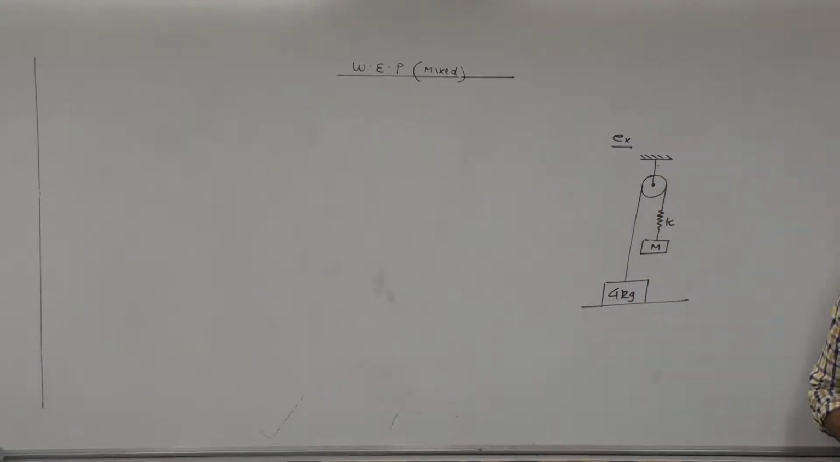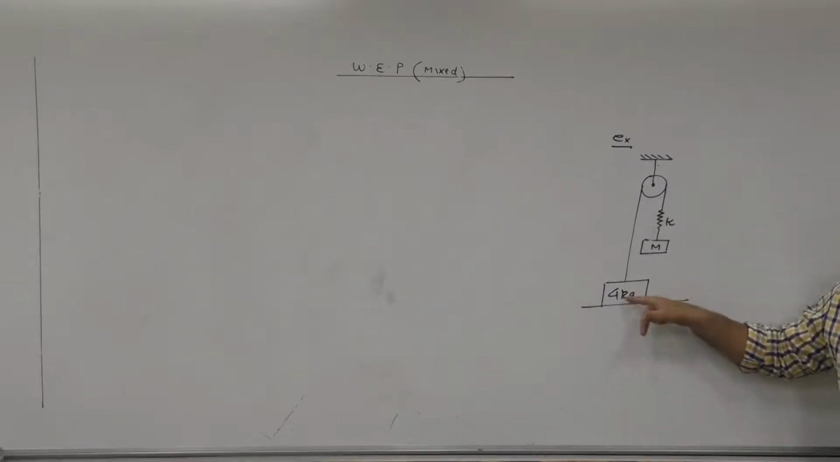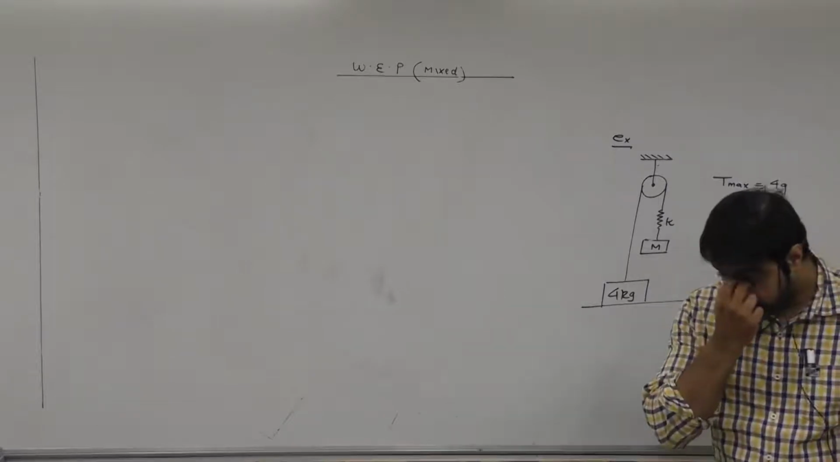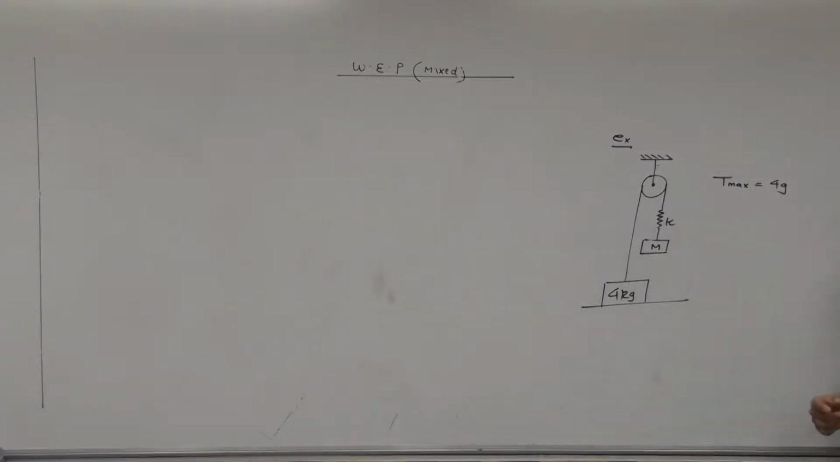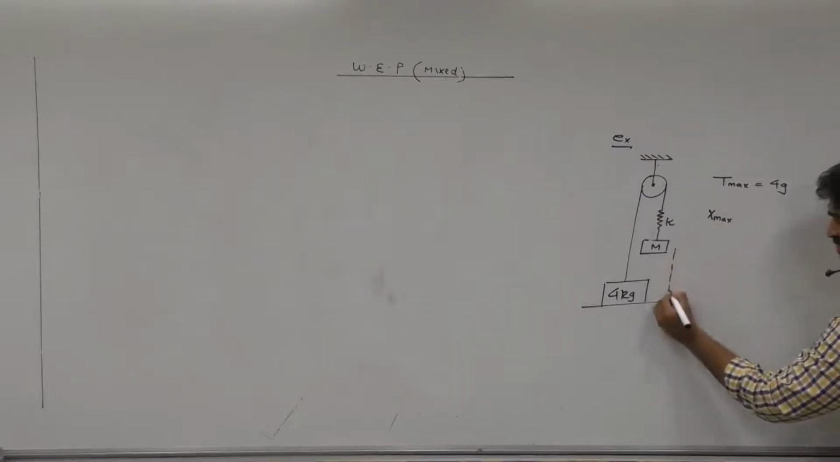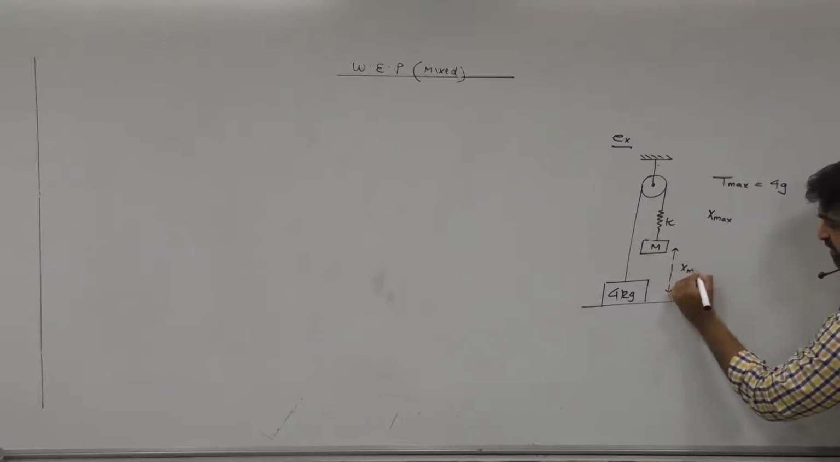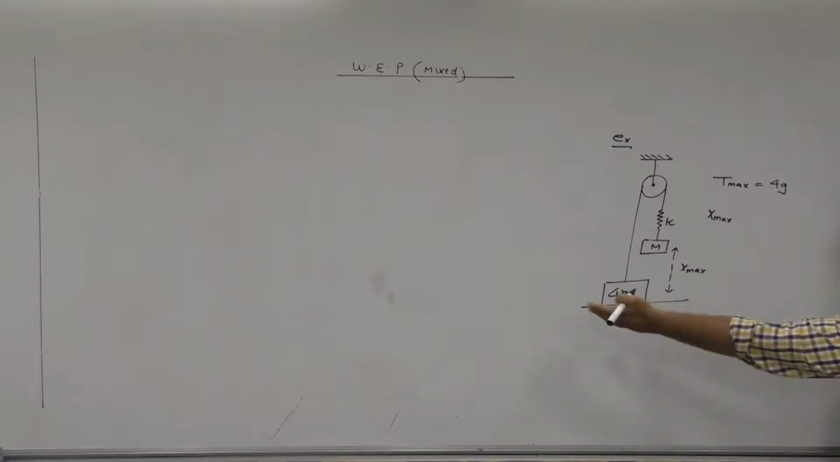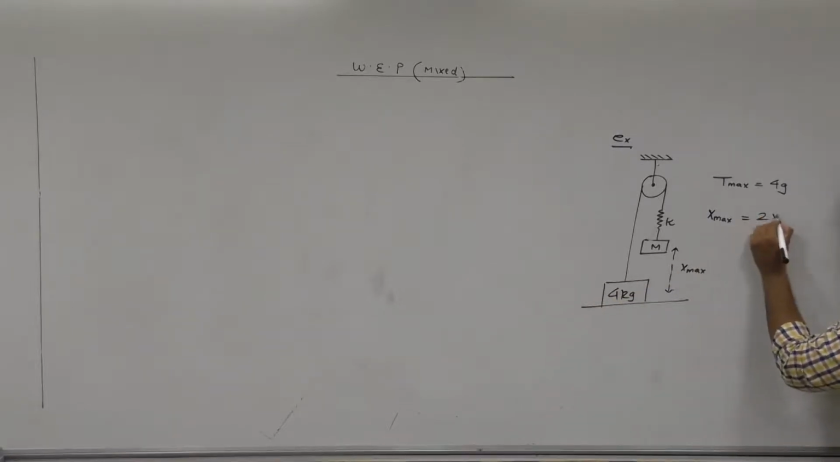And what is our condition? Which one do we have to lift? The 4 kg. So what will be the maximum tension? 4g. Can I say maximum tension over here is how much? 4g. Correct or wrong? Now listen. We have derived right now that x maximum, how much should the total pull be, how much will it be stretched? x maximum. What is the value of x maximum? Right now we derived 2x naught.